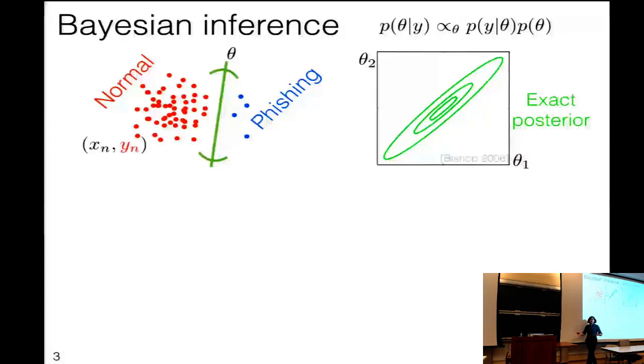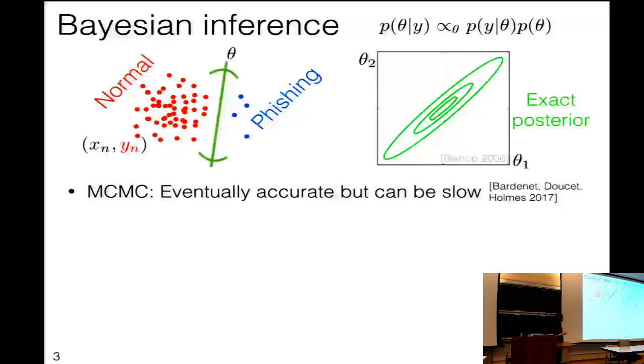But of course, if you've ever worked in Bayesian inference, you know that in any problem that's even moderately complex, we can't just calculate the exact posterior. We have to approximate it somehow. And so traditionally, the way to do this is Markov-Chain Monte Carlo. So this is one of the 10 most influential algorithms of the 20th century. And it's great because we know that if we run it long enough, it will eventually be accurate. The problem with that is that practitioners don't always have until eventually.